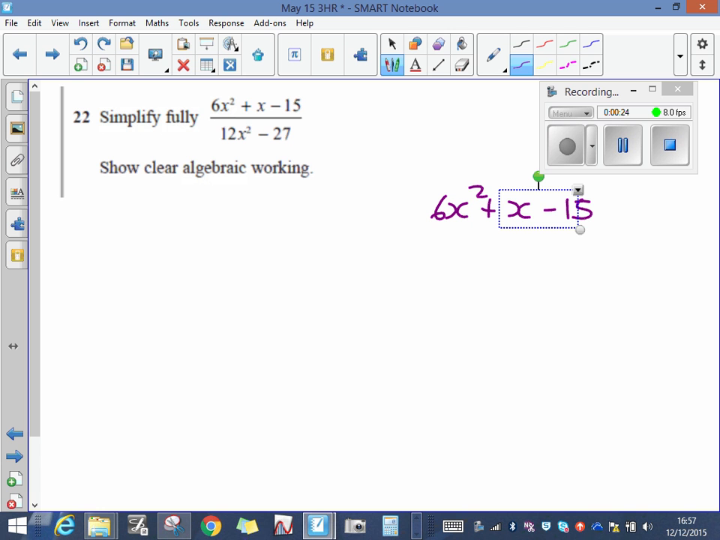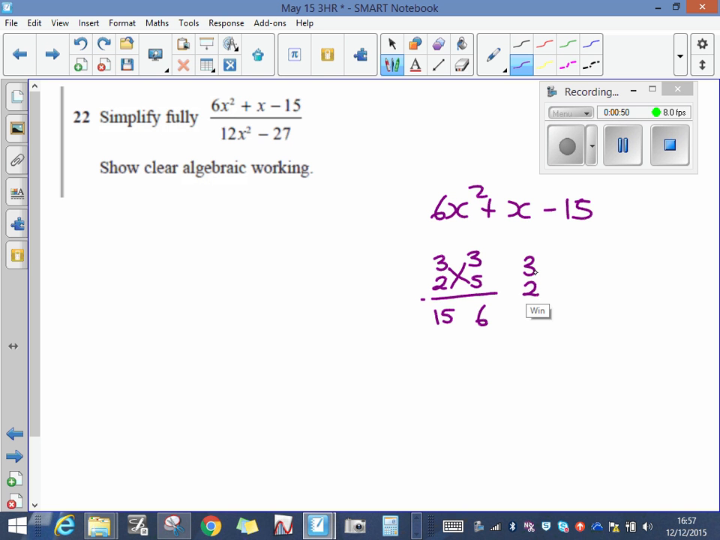I'm going to use the crisscross method, where first of all I look at the 6 and I write down two numbers that multiply to make 6. And then I look at the minus 15 and I want two numbers that multiply together to make 15. Well, that's 3 and 5. Could be others. Let's try that. 3 times 5 is 15. 2 times 3 is 6. And I'm never going to be able to make 1, which is the number of x's, by adding or subtracting 15 and 6. Not going to work.